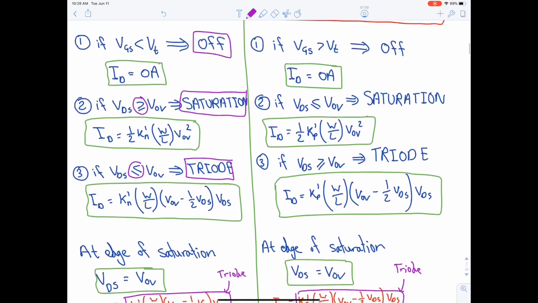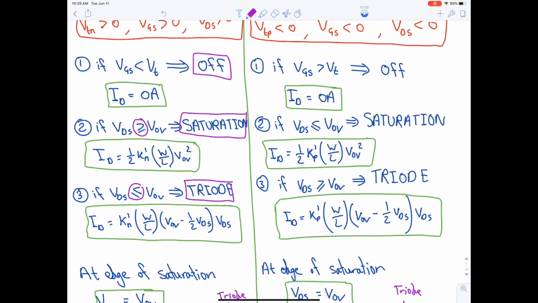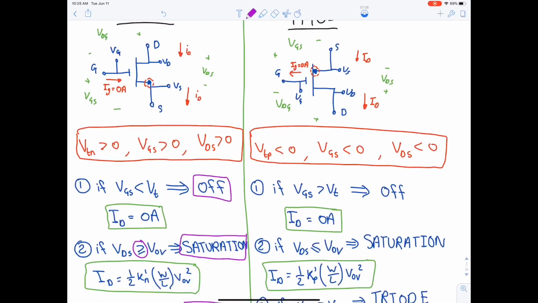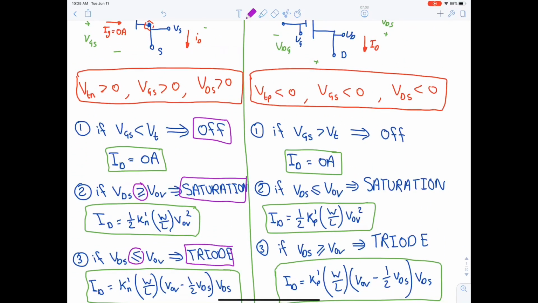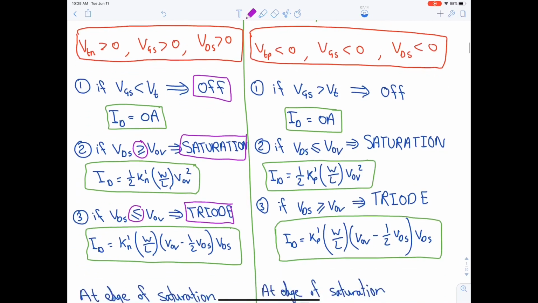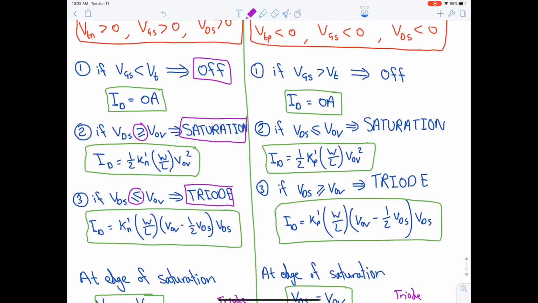Now, if you are in cutoff, ID is equal to 0 ampere. And IG is by default 0. Hence, all the currents are 0. For saturation, ID is equal to half Kn prime W over L VOV squared. For triode, it's Kn prime W over L times (VOV minus half VDS) multiplied by VDS.